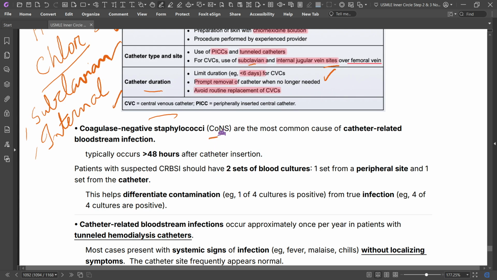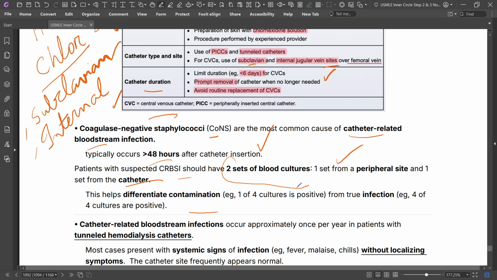CONS, coagulase-negative staph, is the most common cause of catheter-related bloodstream infection. It typically occurs more than 48 hours after catheter insertion. A patient with suspected catheter-related bloodstream infection should have two sets of blood culture, one set from the peripheral site and one set from the catheter. This helps to differentiate contamination.